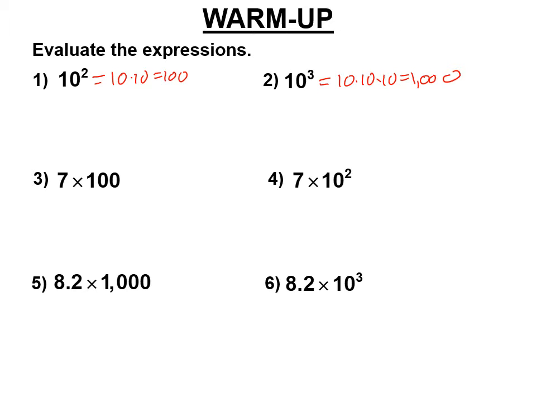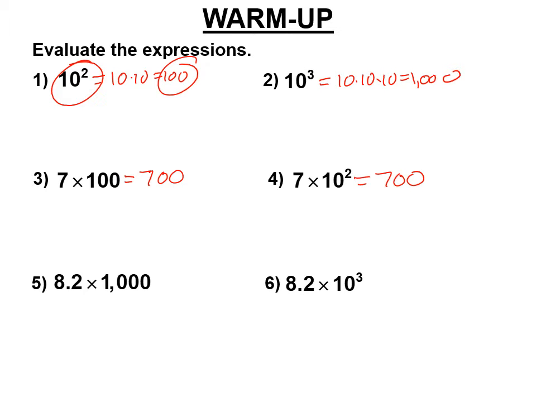So what's 7 times 100? 700, right? Now, what's 7 times 10 squared? Well, we just said 10 squared and 100 are the same thing, so this also must be 700.